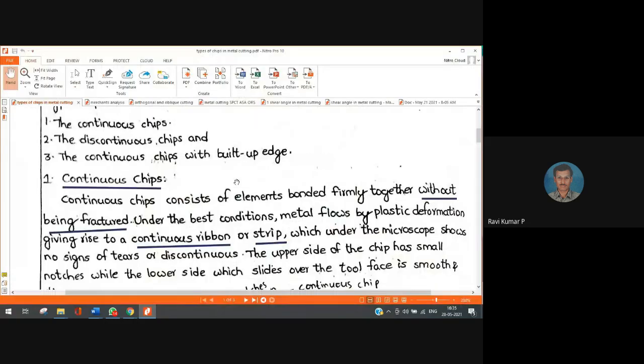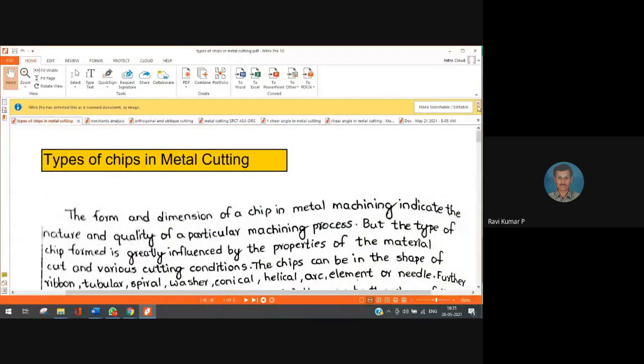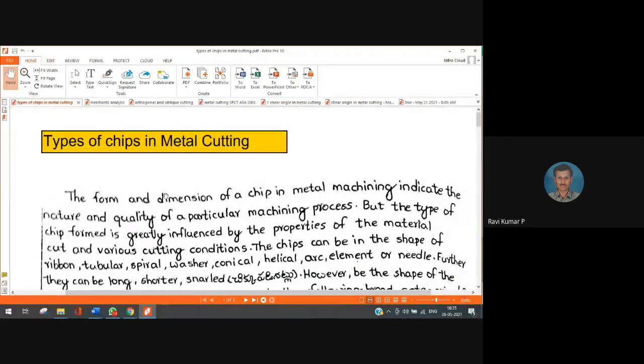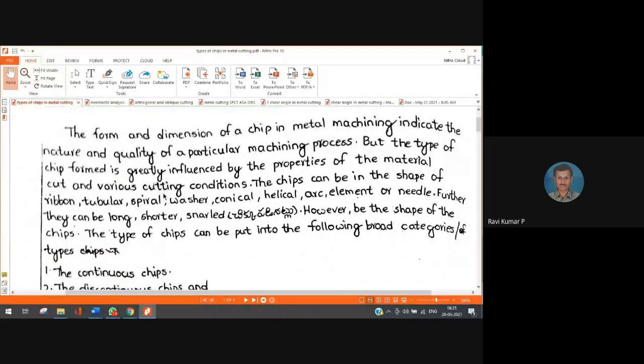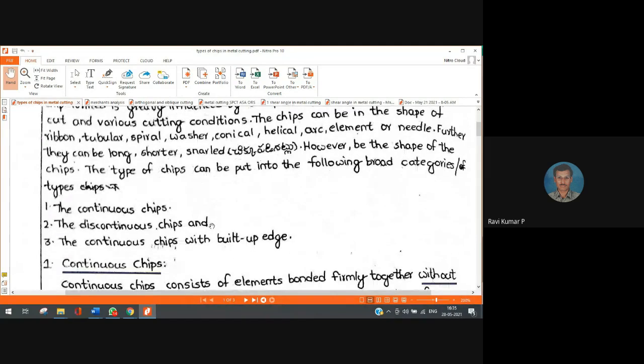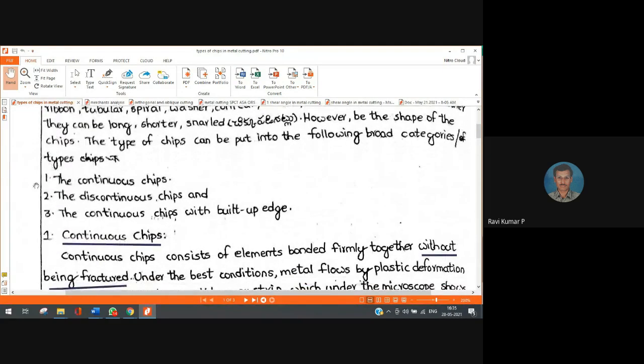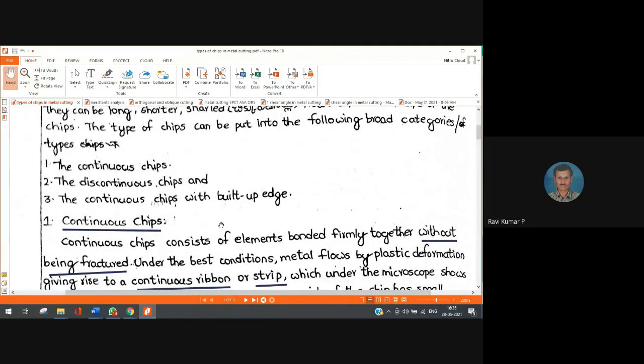So when I talk about the types of chips, there are different ways of classifying the chips. One way of classifying the chips is looking at the shape of the chip. It may be ribbon, tubular, spiral, washer, coil, helix, arc, element, needle. Again, the chips may be long, shorter, snarled, అంటే చుక్కుపడినట్లు ఉన్నాయి, right? But the way of looking at the chips is generally in some other manner. So I call them continuous chips, discontinuous chips, and chips with built-up edge, right?